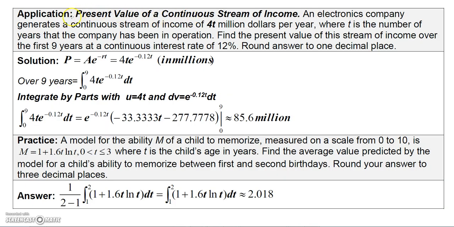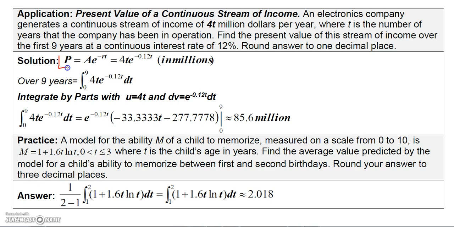Okay, here's an application of this. An electronics company generates a continuous stream of income of $4t million per year, where t is the number of years that the company has been in operation. So if t is 1, it's 4 million. If t is 2, it's 8 million, and so forth. Find the present value of this stream of income over the first 9 years at a continuous interest rate of 12%.